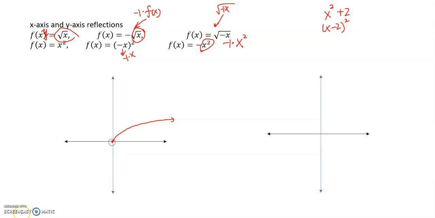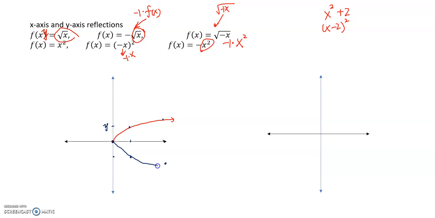So 0, if we multiply by -1, we still get 0. But if we change the color, originally we had a point (1, 1). But this time, the y value 1 is going to be changed to -1. So we're going to get a point here. And then for 4, we got a y value equal to 2. But this time, because we multiply the 2 by -1, that gives us -2 down there. So if we join these points, by the way, 0, if you multiply by -1, you still get 0. That's why this point doesn't change.